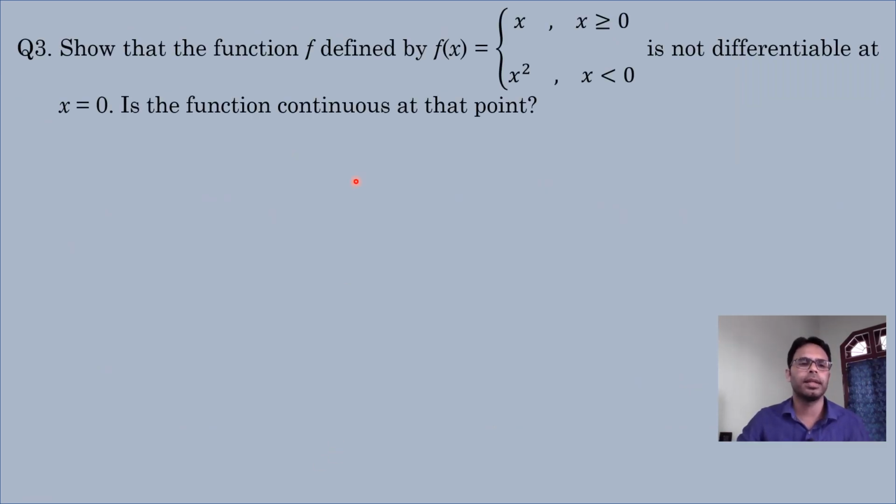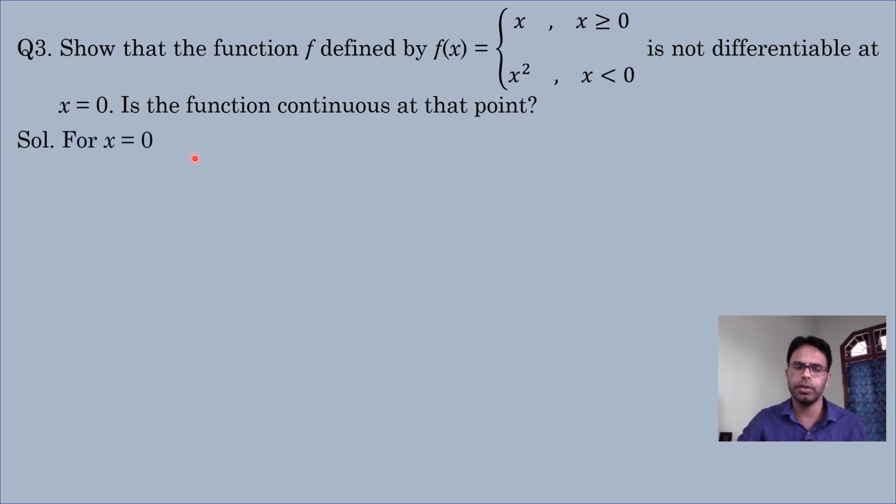Now we take this question: show that this function is differentiable at x equal to 0. That is your first question. The second question is, is this function continuous at that point? The point is 0 here. So first check the differentiability like this.